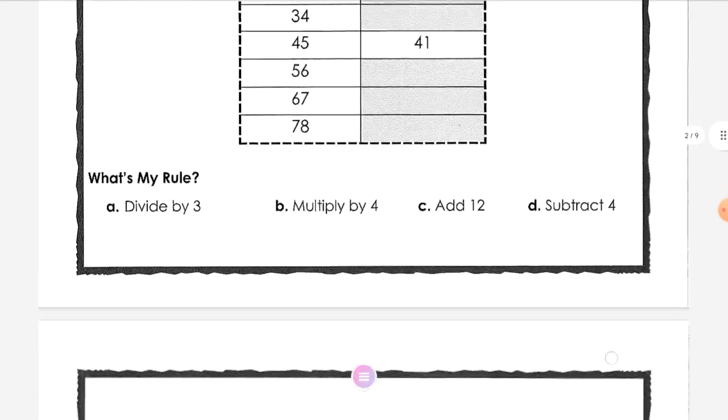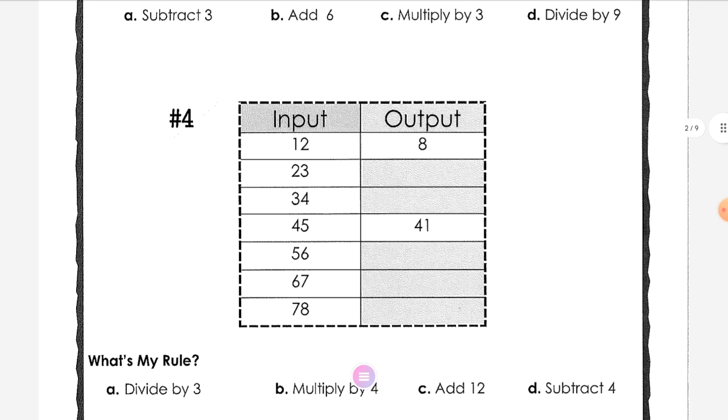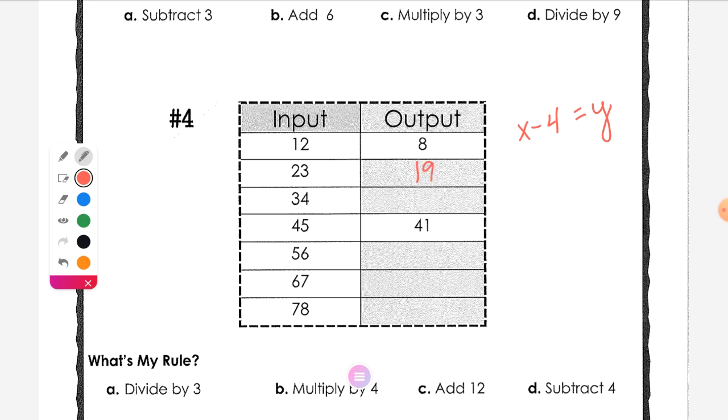Okay, number 4. What is my rule for 4? Emmett, what did you come up with? -4. So that's not a rule. That's part of it. What minus 4? So X minus 4, what's the rest of it? Equals Y. Good job. So this one would have been 19, 30, 52, 63, 74.